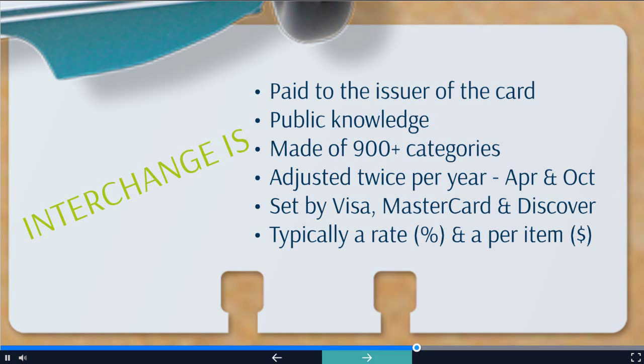There are a few categories that might be just a percentage or just a flat dollar amount, but generally those are reserved for special programs that unique merchants can be enrolled in. Interchange is public knowledge, and it's posted out on each card brand's respective website. All merchants, sales partners, and acquirers can access the information on demand.